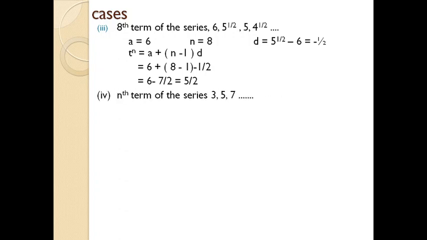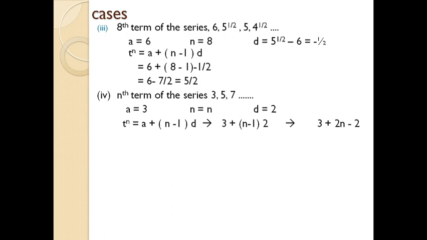Next case, nth term of the series 3, 5, 7. Find out the nth term. In the previous session we were finding out the arithmetic progression term t subscript n. Usually in those cases n will be given. In this case n is not given, we need to find it out. Here a equals 3, n equals n or x, whatever it may be. That will be your discretion, whether to use x, y or n itself. And d is 2.